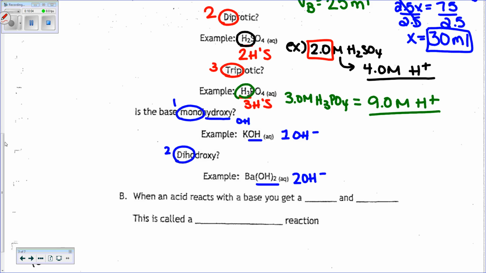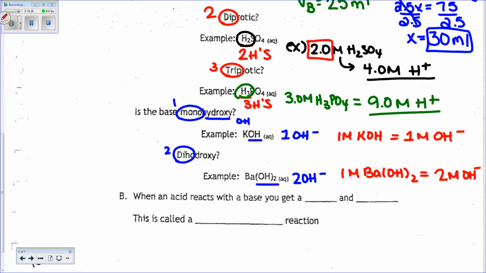So if I have 1 molar KOH, then I just have 1 molar OH minus concentration. But if I had 1 molar Ba(OH)2, I have 2 OHs. So I actually have 2 molar OH minus concentration. So you want to be very careful that you are manipulating your concentration based on how many you have.